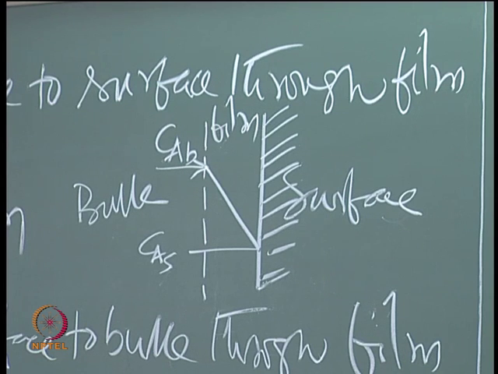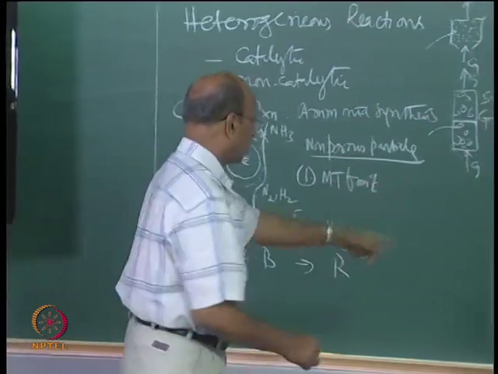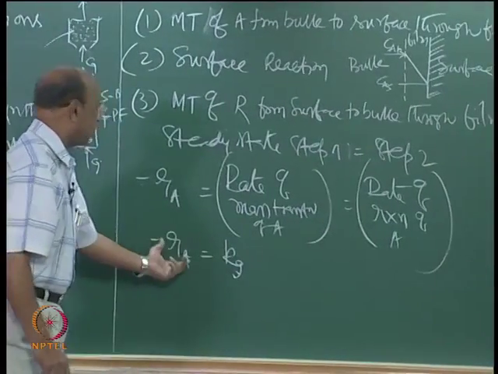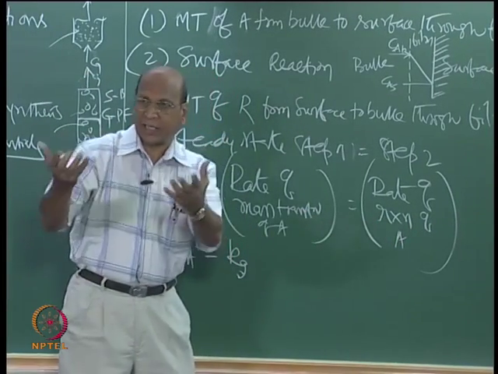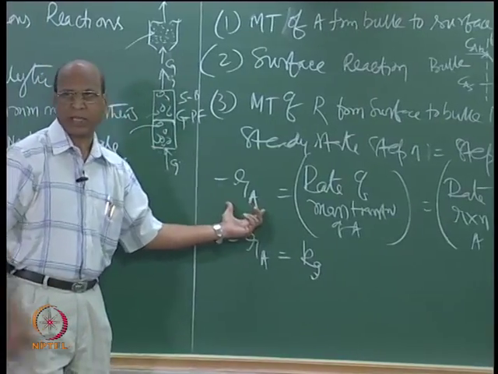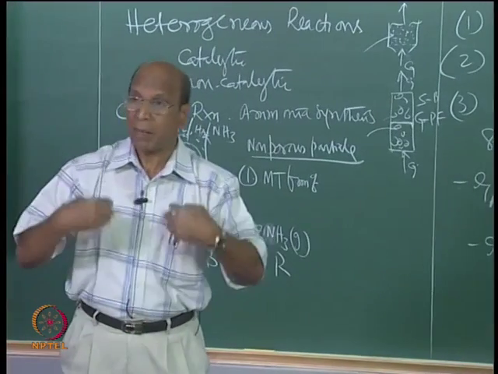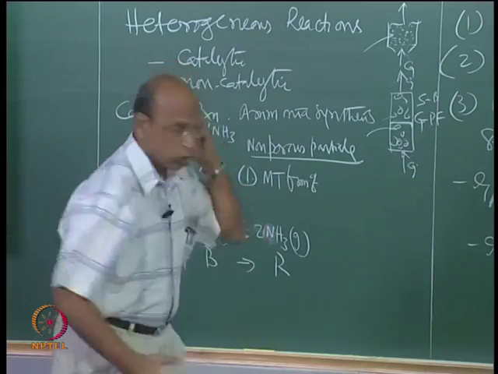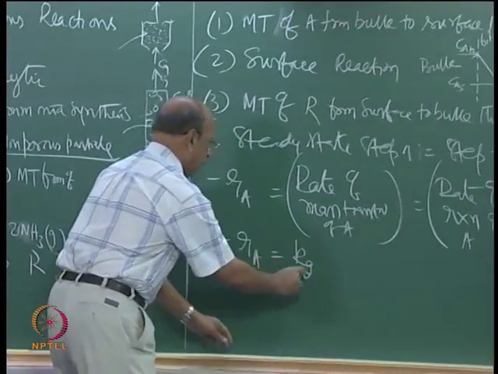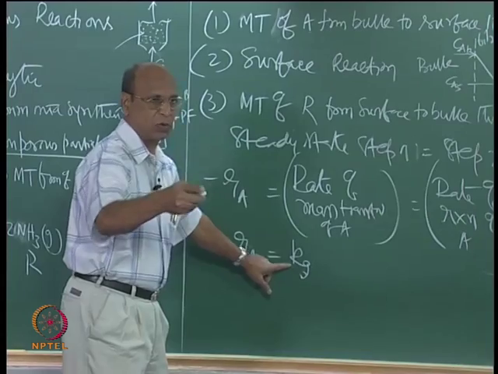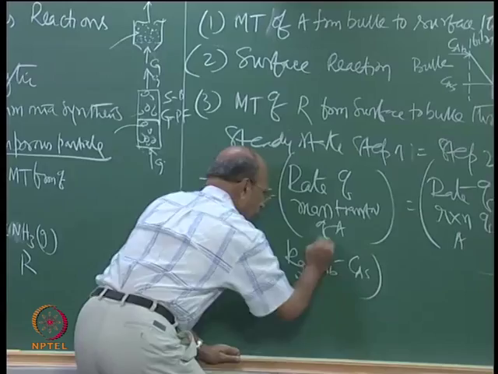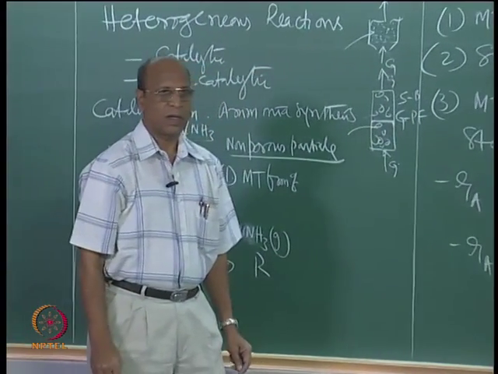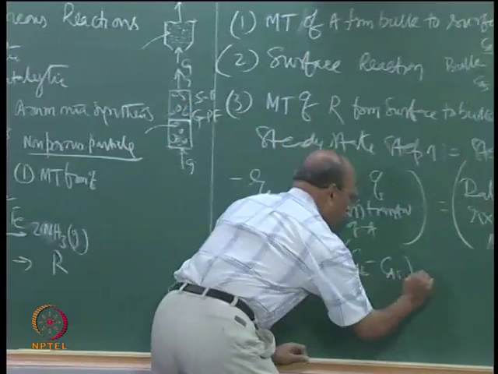I know now I have to write an equation through the film, and I also know the concentration on the surface and the concentration in the bulk. And I know that this mass transfer rate is also equal to the reaction rate. That is why I am interested in reaction rate, that is why I have written minus R A. I can also write that as N A, but I am interested in the rate of reaction. So, that is why we write here minus N A equals kg, the proportionality constant, the mass transfer coefficient, times CAB minus CAS, right?